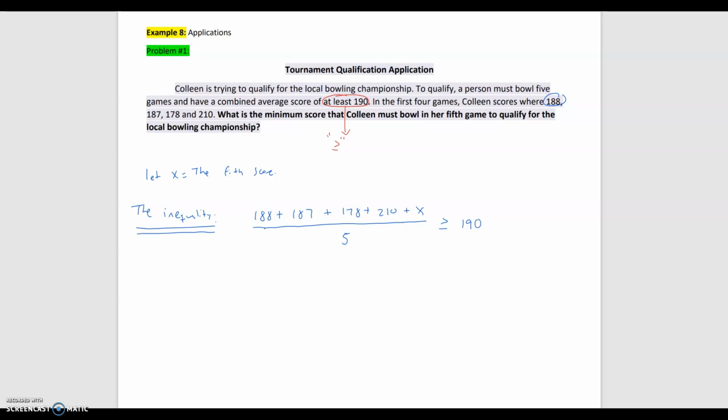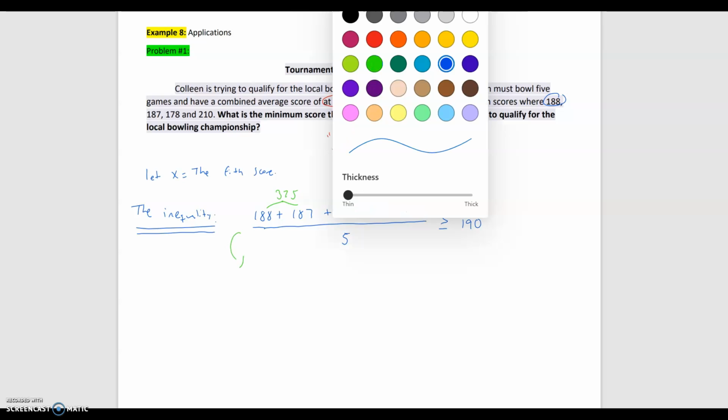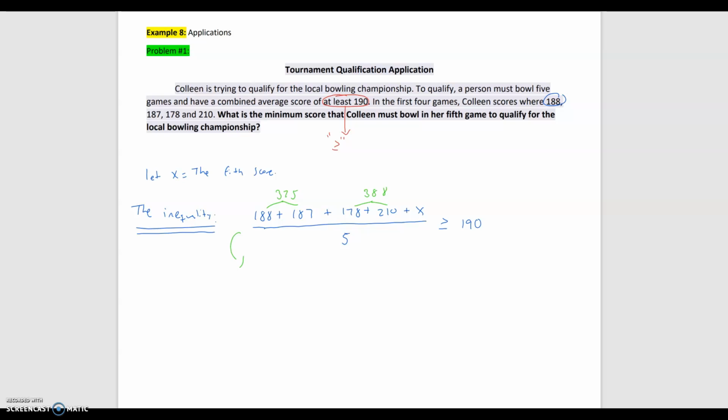188 plus 187 plus 178 and 210. Now let me start adding so we can combine the top. So we're going to add these two and add these two. In this case, 188 and 187, we're going to get 375. And then 178 plus 210, we're going to get 388. Let me add those two. And that's going to give us 763. So 763 plus x over 5 is greater than or equal to 190.